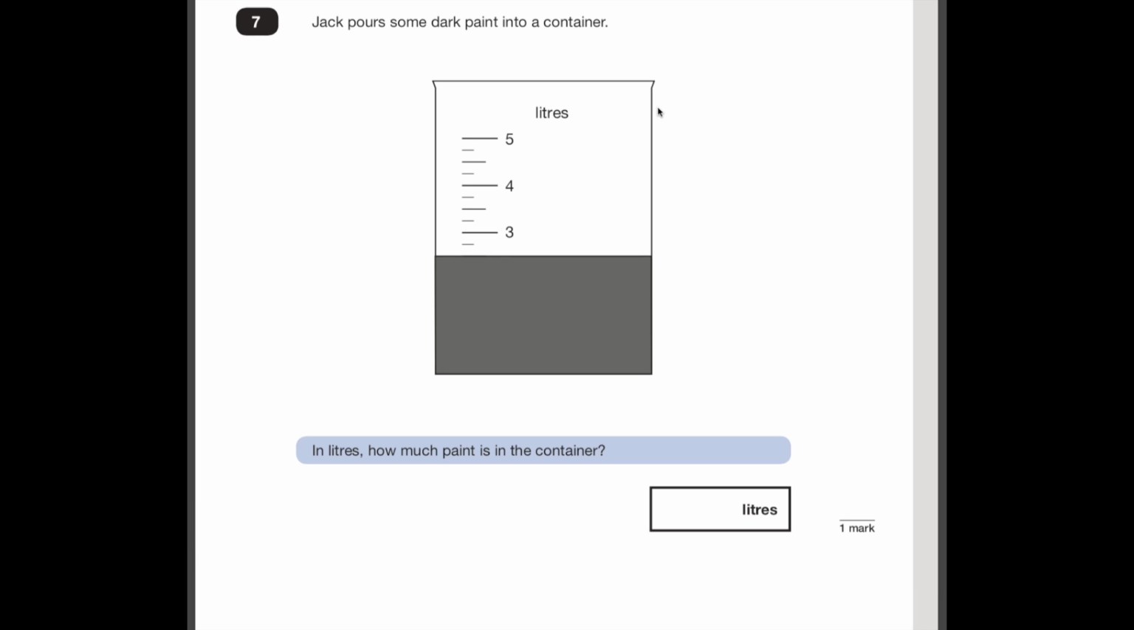Number 7. Jack pours some dark paint into a container. In litres, how much paint is in the container? Looking at what we've got, we are 2 increments down from this number here, 3 litres. Now if we look up here, 2 increments brings us to the halfway point, so it must be in between 2 and 3, so it should be exactly 2.5 litres.